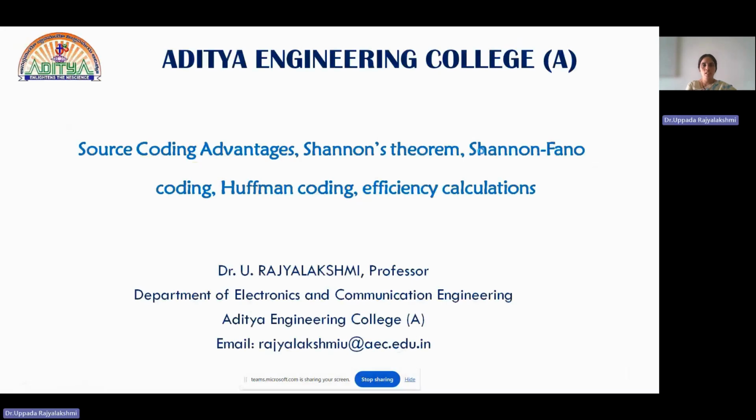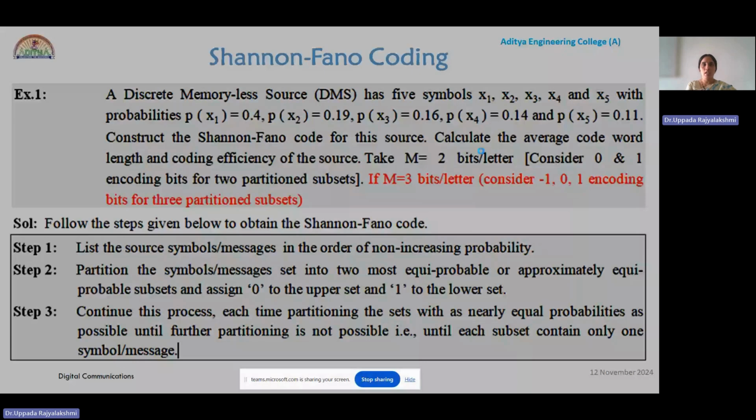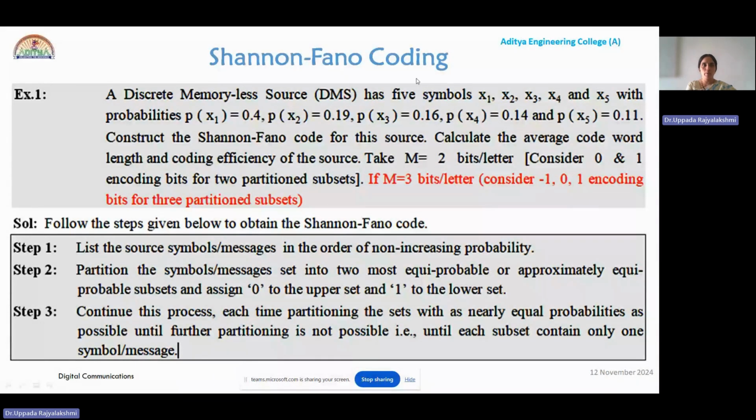Hello everyone. In this module, we will discuss the concept of the Shannon-Fano coding procedure with an example. In this example, a discrete memoryless source has 5 symbols, namely x1, x2, x3, x4 and x5, and the respective probabilities are p1 which is 0.4, p2 which is 0.19, p3 which is 0.16, p4 is given as 0.14 and p5 is given as 0.11. If you take the sum of all the probabilities, it will be equal to 1.